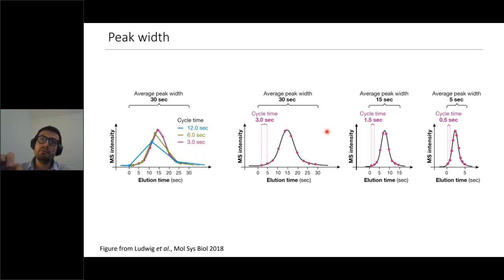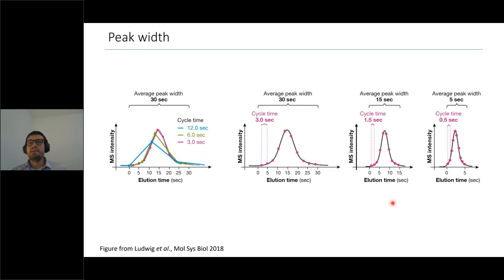So instead of maybe having 3 seconds here with a longer gradient, to still get a nice chromatographic profile for your peptides, you would need to be already twice as fast if your peak width is only 15 seconds instead of 30 seconds.